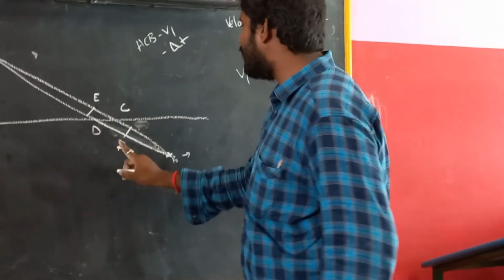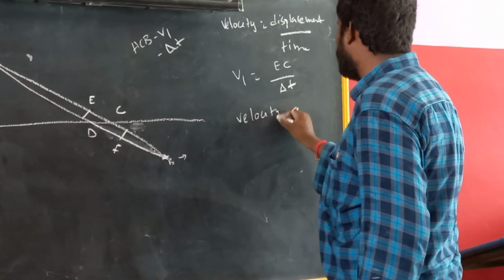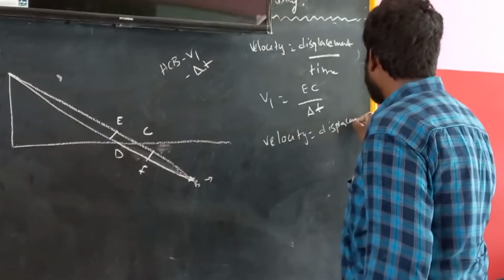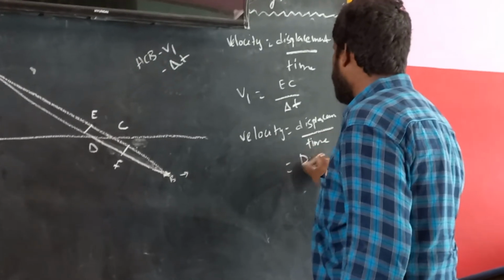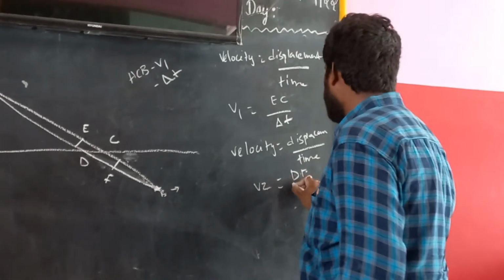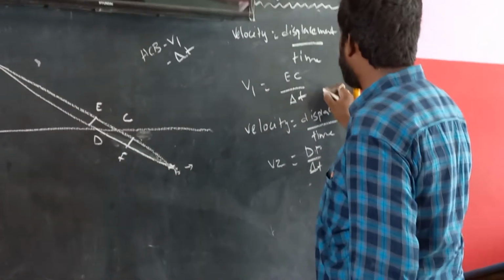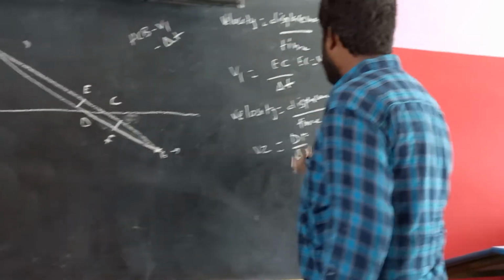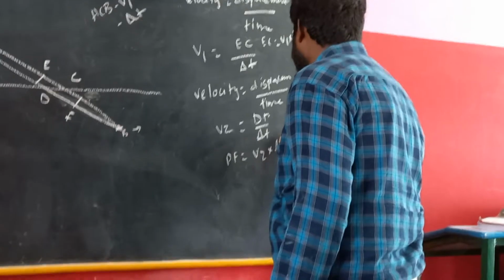Then consider this DF. Same formula, velocity is equal to displacement by time. The displacement is DF, the velocity is V2, and the time is delta t. Now, EC is equal to V1 into delta t. Similarly, DF is equal to V2 into delta t.